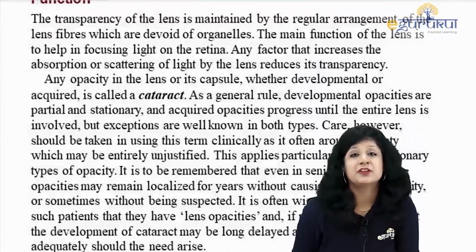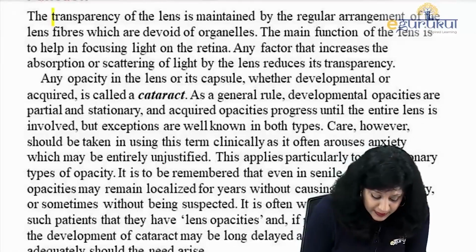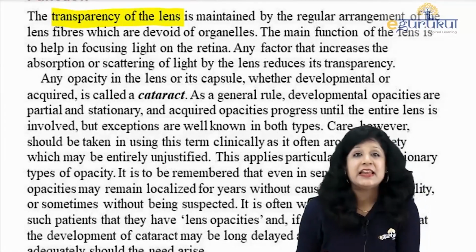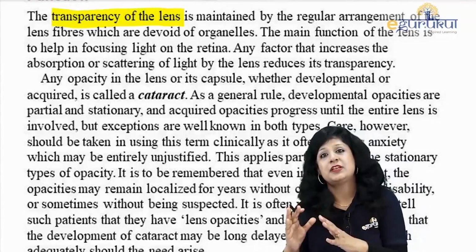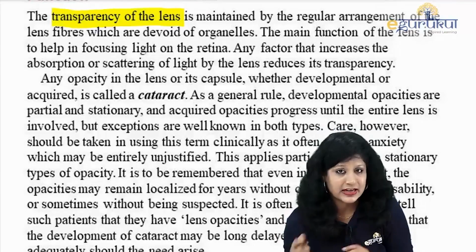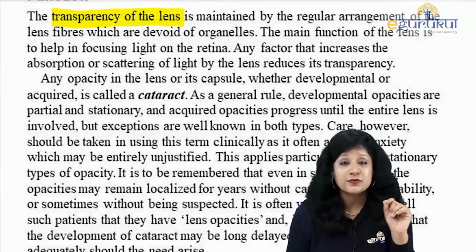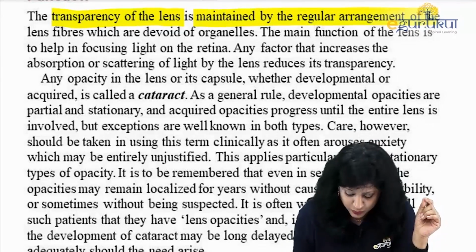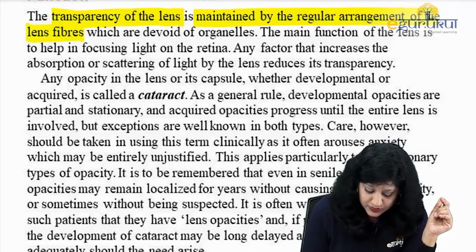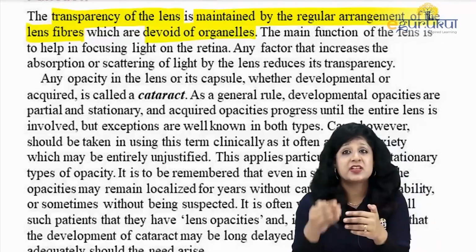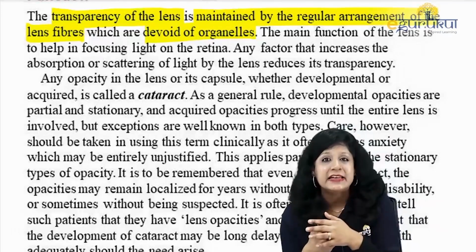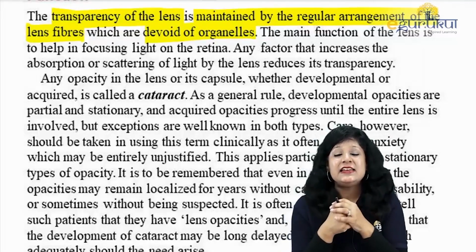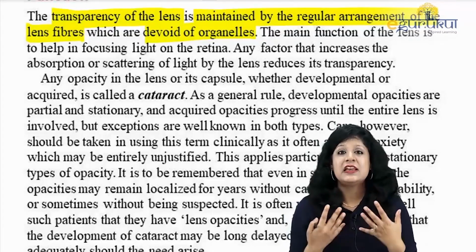So what is the main function of the lens? The transparency of the lens is the most important property which is helping in the functioning of the lens. This transparency is actually maintained by the regular arrangement of the lens fibers which are devoid of the organelles. They are arranged in the form of lamellae. That is why we say that there is a lamellar arrangement.